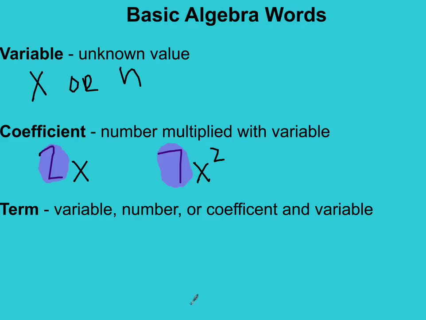Alright, the word term can mean either a variable, like x, a plain number, like 4, or a coefficient and a variable, like 4x. So any one of those would be an example of a term.